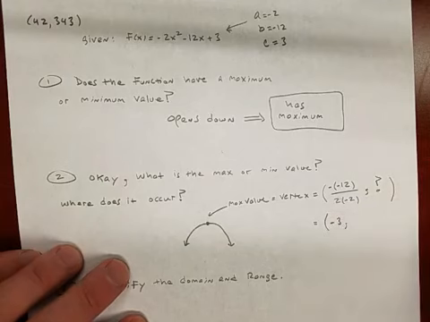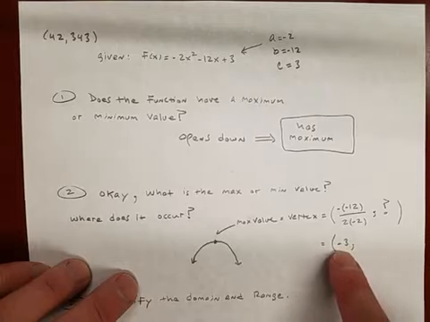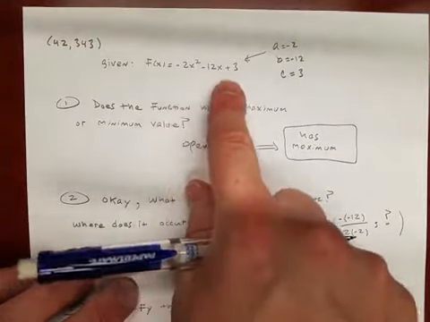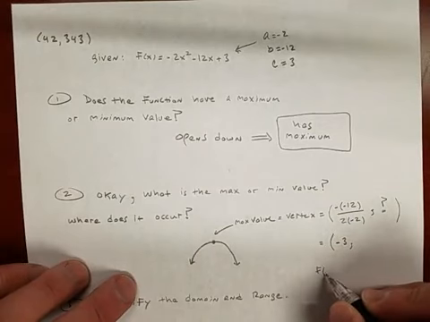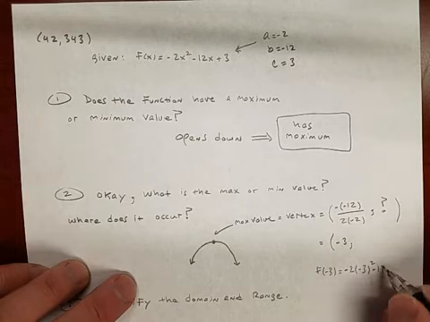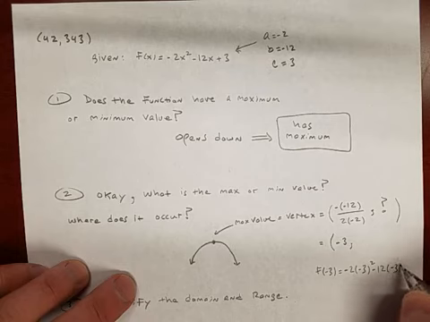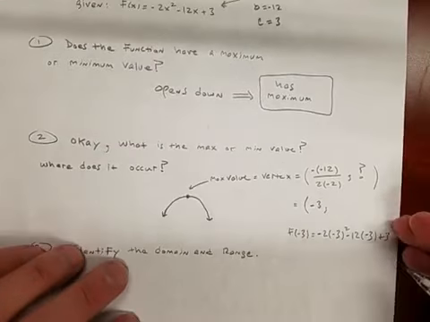Okay, now to find the y coordinate, I need to take that x and put it in here and get the y. So let's do f of -3: -2 times -3 squared, minus 12 times -3 plus 3. That's me taking this x and trying to find the y. That's what it's going to look like.